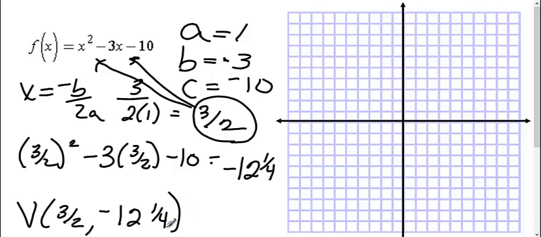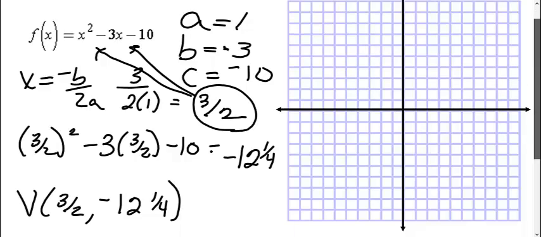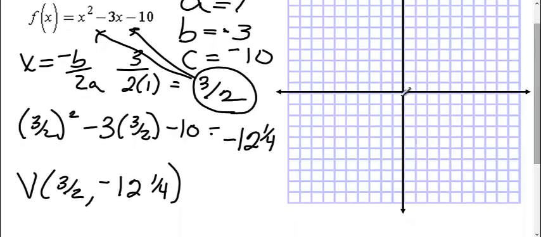All right, so now I'm going to plot that on my graph here. So let's see. We have 3/2, which is about 1.5, and then down 12 and 1/4. So let's extend this a little bit longer. 12 and 1/4, just a little bit past it. Okay, so about there. Next, I need to figure out where it crosses my x and y axes, so that'll help me figure out which way my parabola goes.